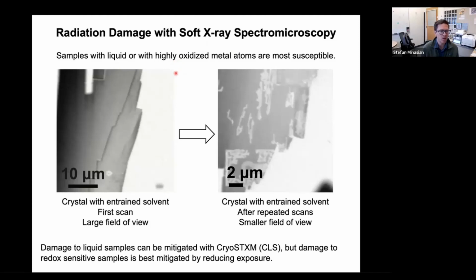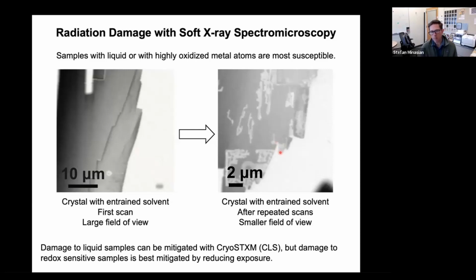On this slide, I'm showing you some images of an organometallic that we deposited from a toluene solution, and the sample wasn't properly dried. So there's probably a lot of toluene that was still entrained in the crystal lattice. After scanning, you could see that there were a lot of disruptions in the crystal, which we attributed to the toluene essentially boiling off and then fracturing the crystal as it tried to escape.